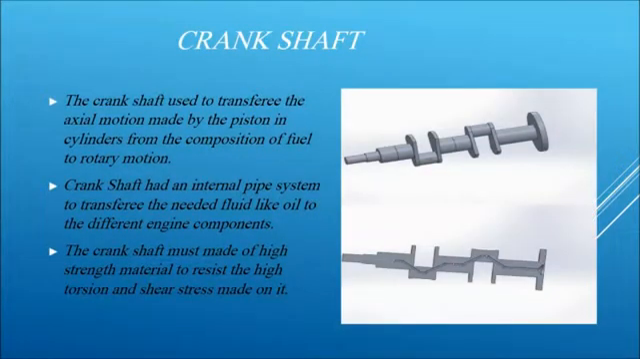The crankshaft is used to transfer the axial motion made by the piston in the cylinders from the combustion of fuel to rotary motion. The crankshaft has an internal pipe system to transfer the needed fluid, like oil, to the different engine components. The crankshaft must be made of high-strength material to resist the high torsion and shear stress acting on it.